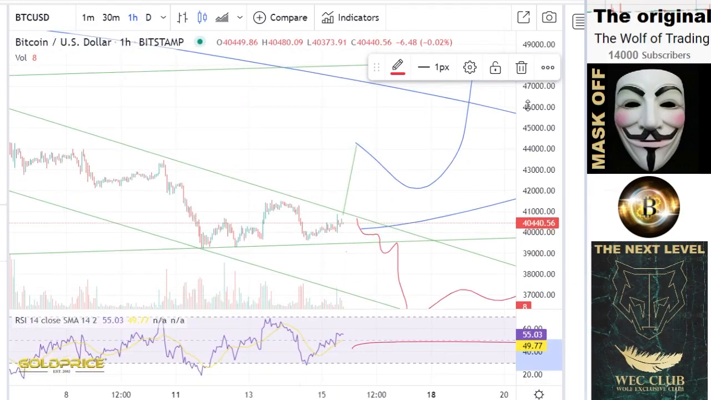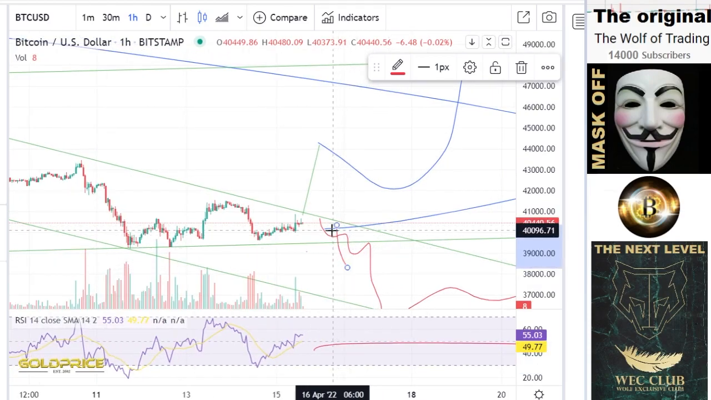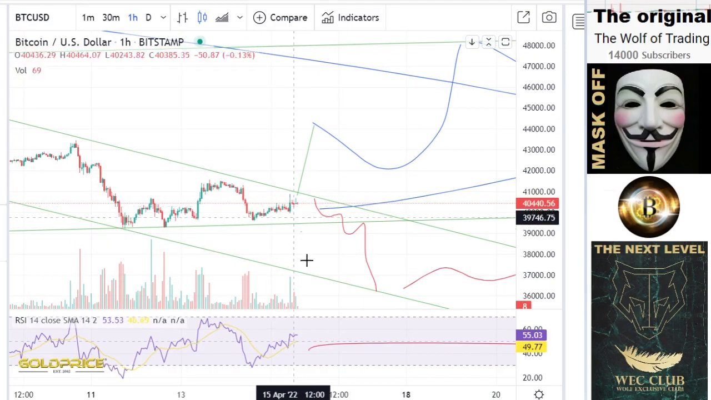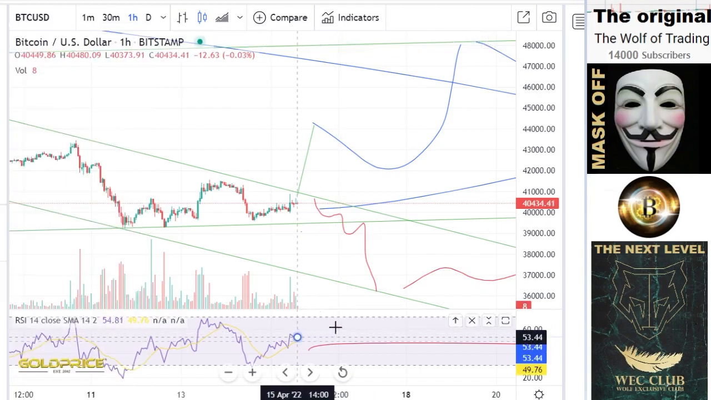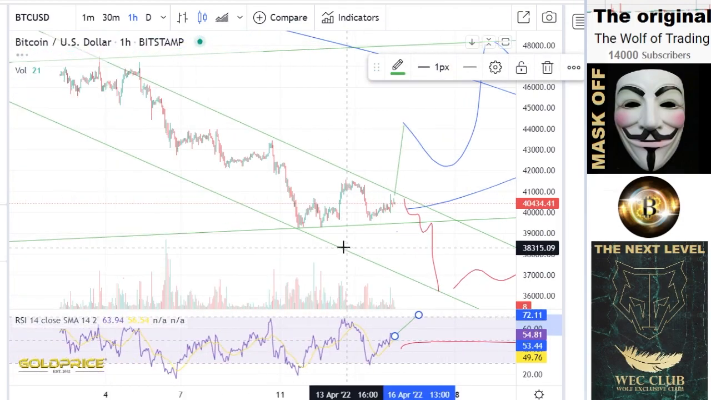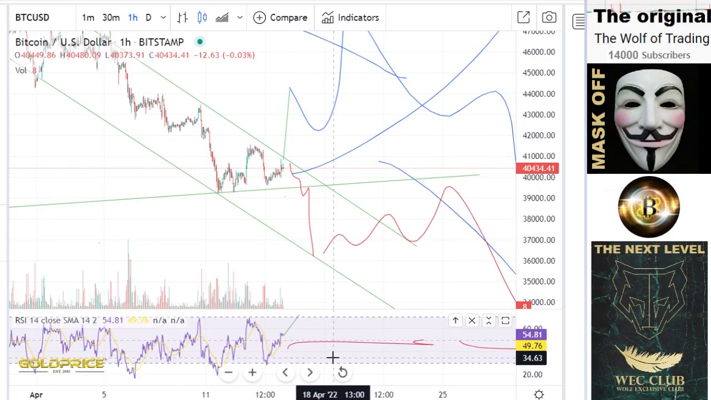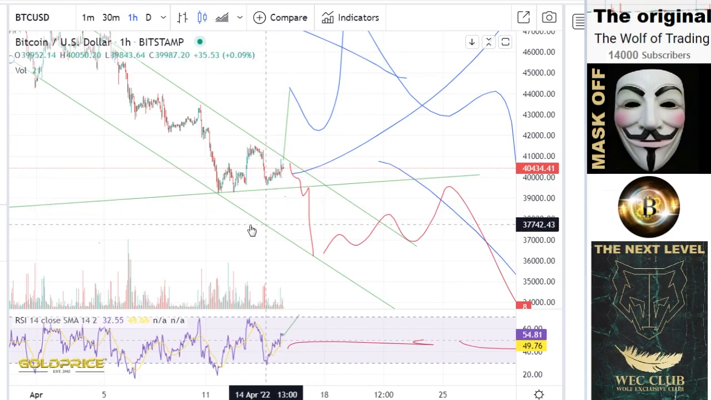You can see the triangle gets closer and closer, so we will see a break to the downside. I would say we will see the red line here. I'm talking about the uptrend. Maybe this is our uptrend here. Then we can say, okay, we have an uptrend, and from the uptrend we get a downtrend like this. But the fact is we are in a high risk.